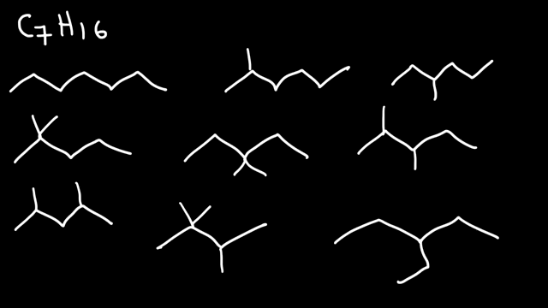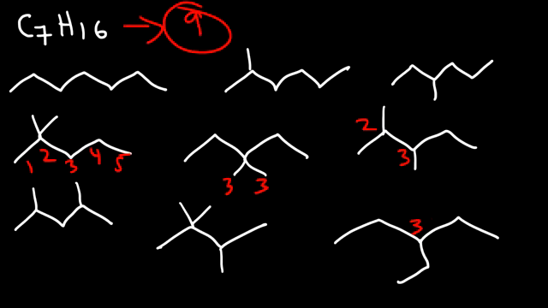So for the 5 carbon chains, this one is 2,2-dimethylpentane. This one is 3,3-dimethylpentane. This is 2,3-dimethylpentane. And this is 3-ethylpentane. So that's completely different from the others. And so we have 9 constitutional isomers for heptane.